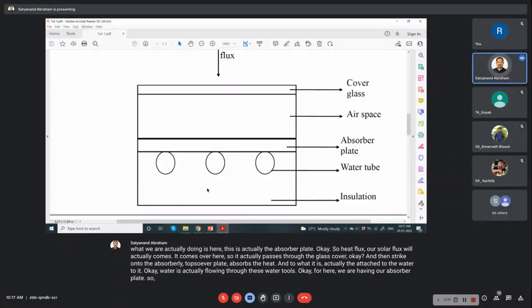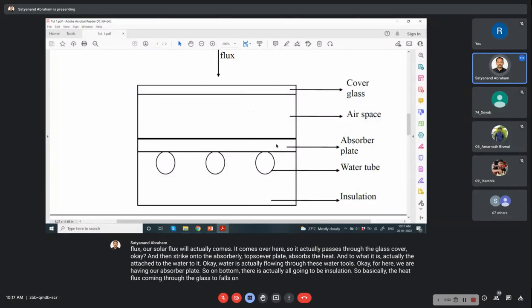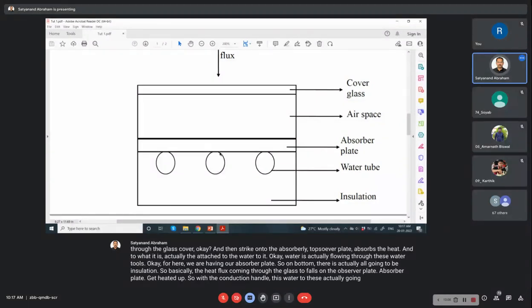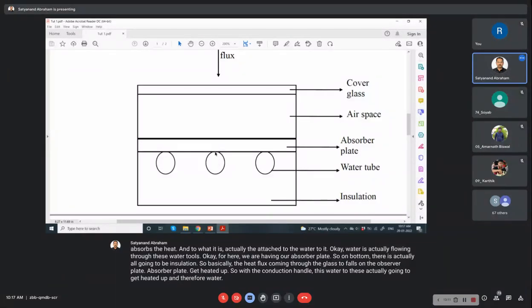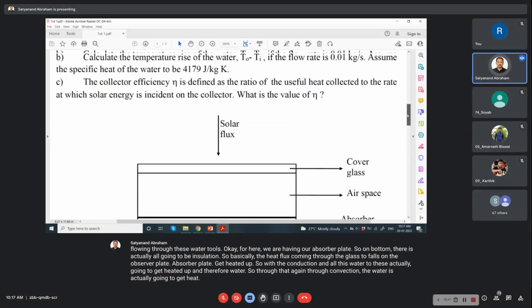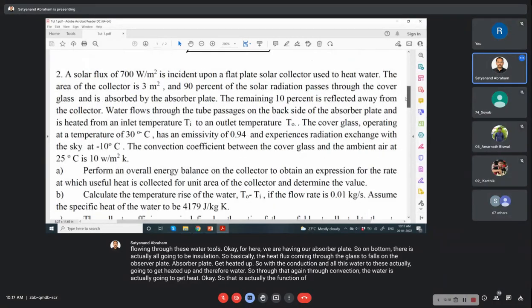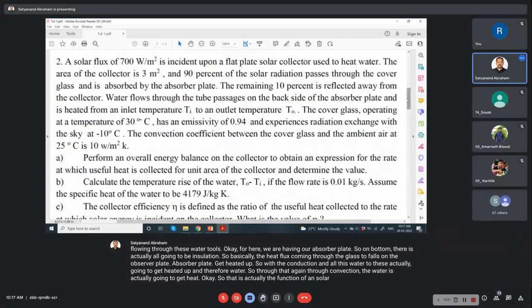On the bottom there is going to be insulation. So basically the heat flux coming through the glass cover falls on the absorber plate. The absorber plate gets heated up. With conduction and all, the water tube is going to get heated up, and therefore the water, through convection, is going to get heated. So that is the function of a solar collector.